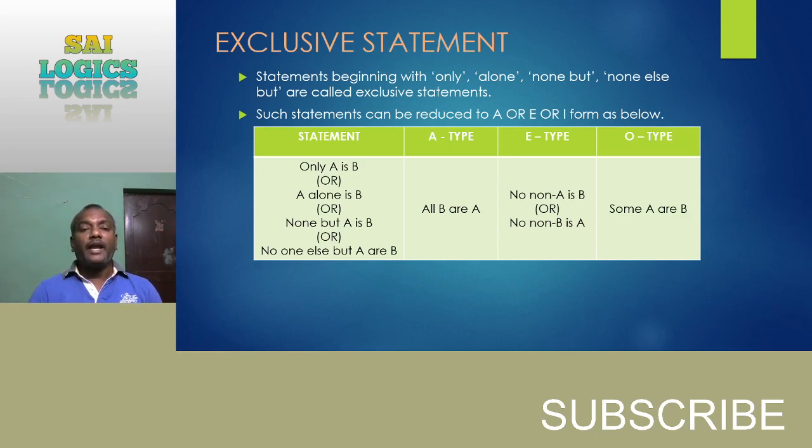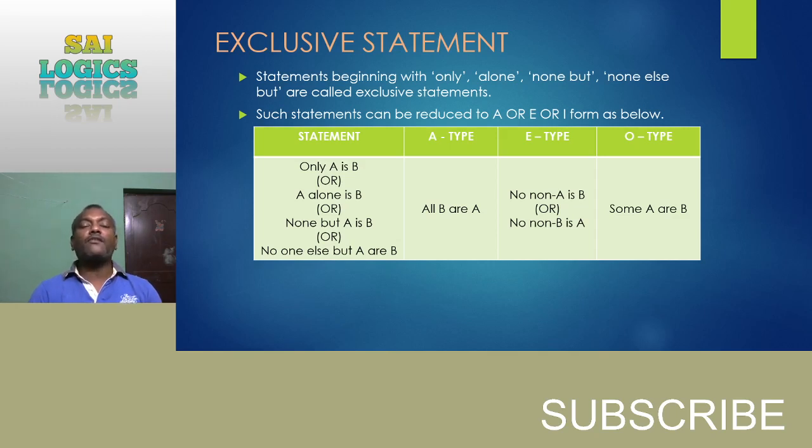You see, examples are given here. The statement can be like this: only A is B. If it starts with only, it is an exclusive statement. So the second shape can be like this: A alone is B. That is also to be treated as exclusive statement. Number third, none but A is B. That can also be treated as exclusive statement. And finally, no one else but A is B. This is also an exclusive statement.